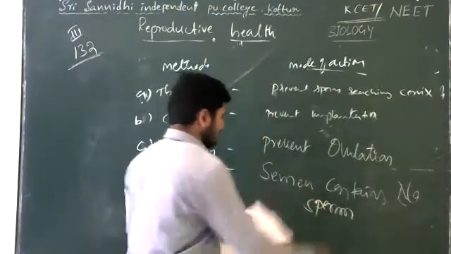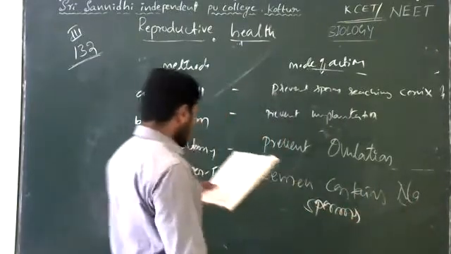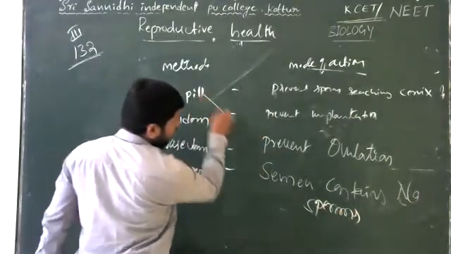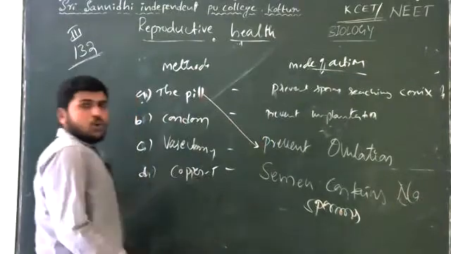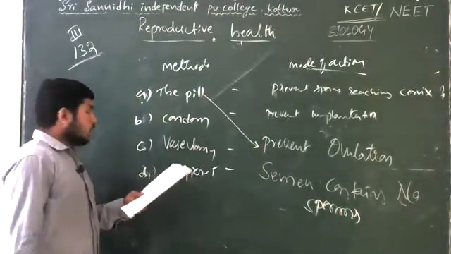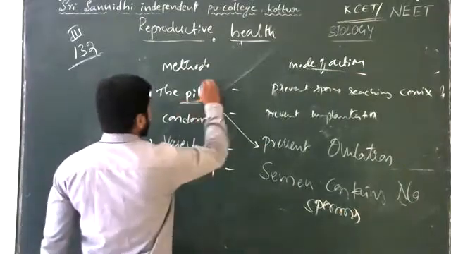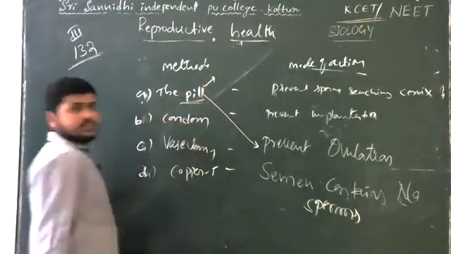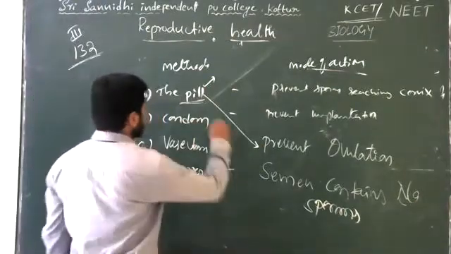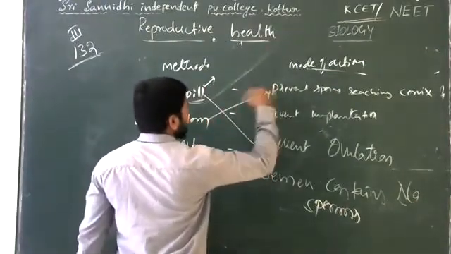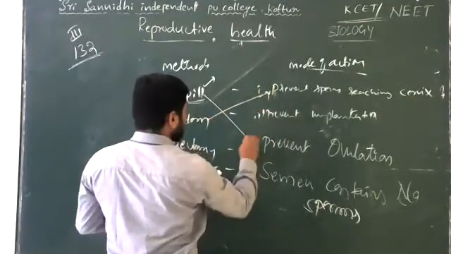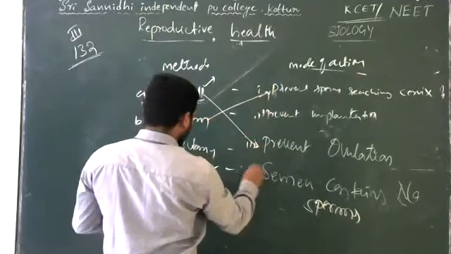Here the pill, an oral contraceptive method, can prevent ovulation. Remember, ovulation is prevented by using this method, which is in the form of tablets that we call pills. Condoms prevent sperms reaching the cervix because they are barrier methods.